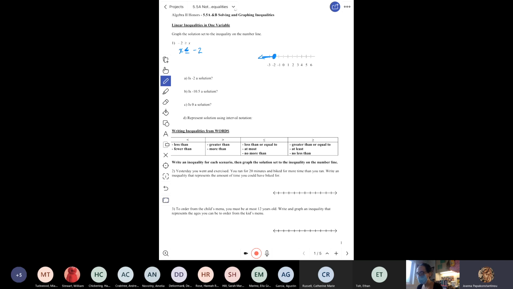So if I were to ask you, is -2 a solution to this inequality? Does it belong in the solution set? Is it a valid value for x? You could easily substitute it into the inequality. And so if I substituted it into the inequality, is this a true statement? Yes, it is. It is equal. So it is a solution.